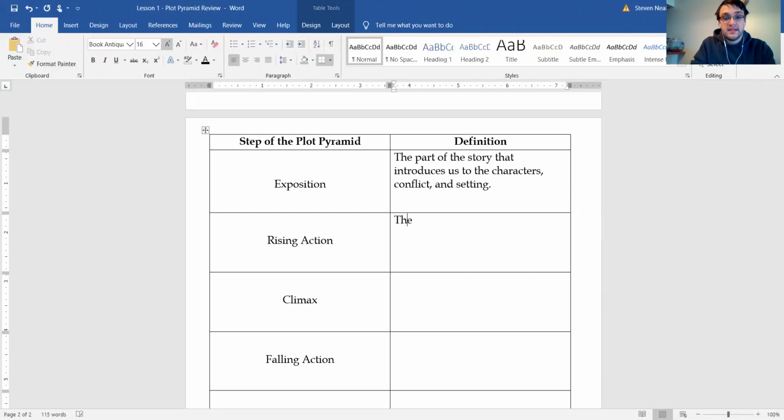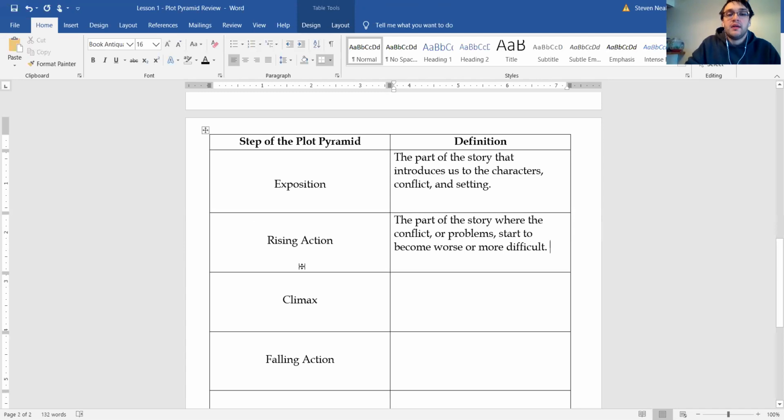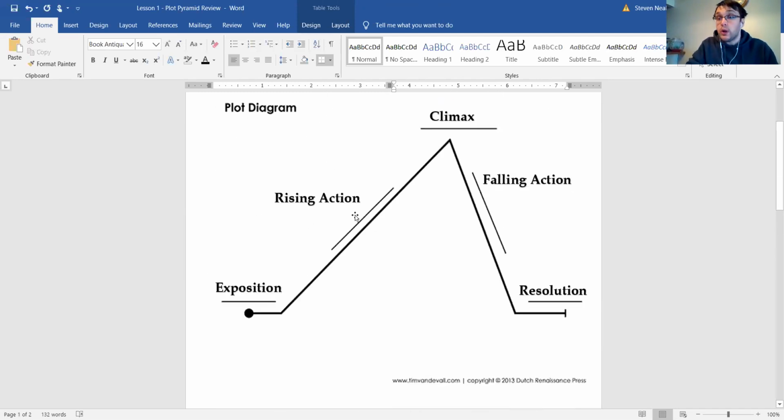So this is the part of the story where conflict or problems get worse. This part can be short or it can be long depending on the story. Over time, the conflict gets worse and worse and worse or more difficult until it reaches the point where the main character or the protagonist has to do something. This part is called the climax.